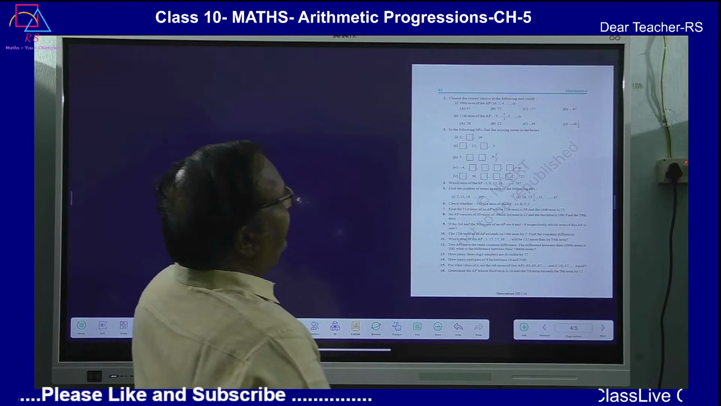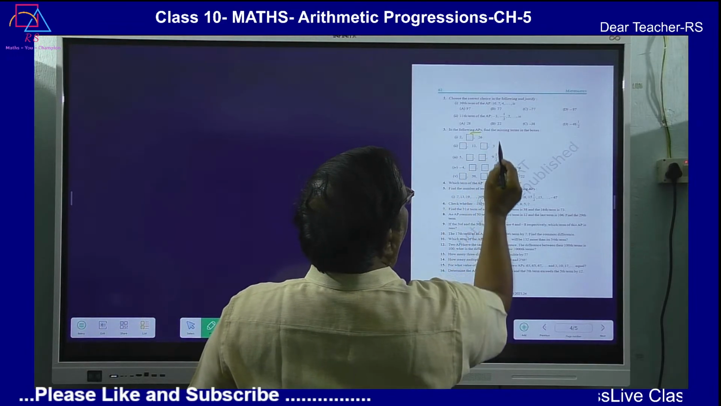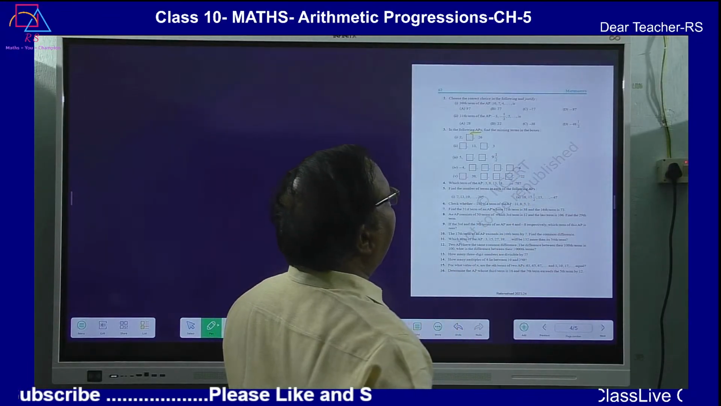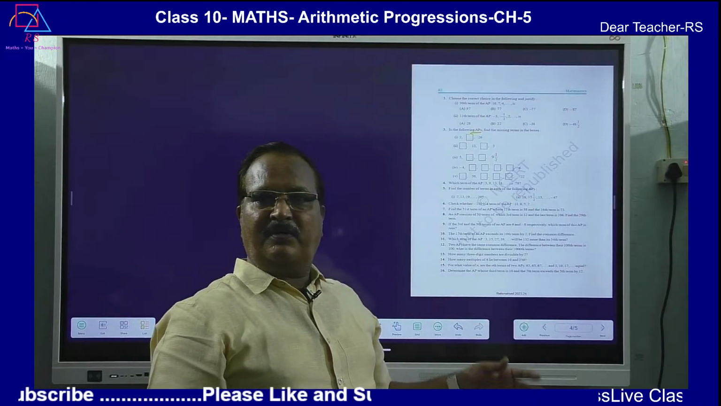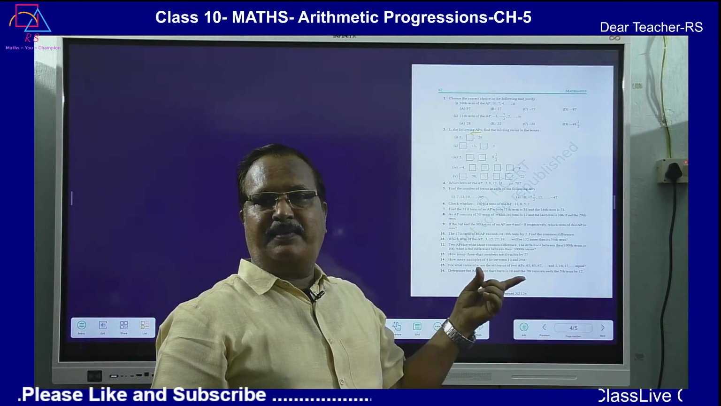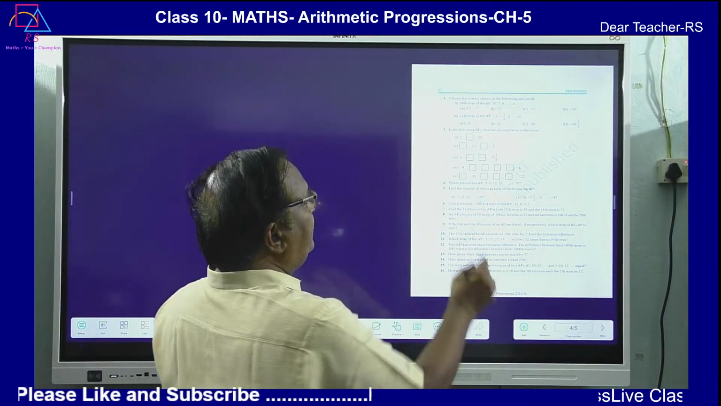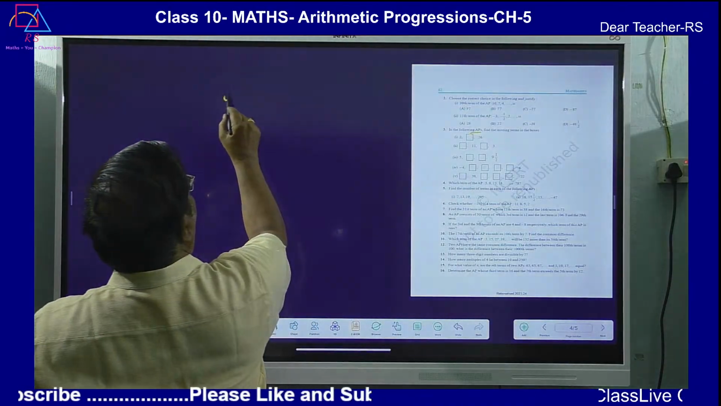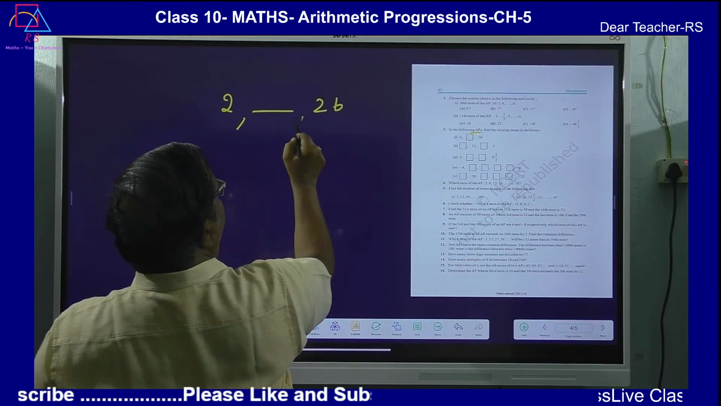In the following APs, find the missing term. It is given that it is AP. Therefore, no need to test whether it is AP or not. So now 2 and 26 are given. 2, dash, and 26. 3 terms.